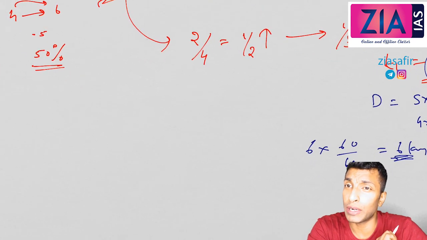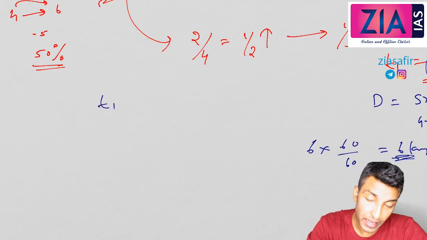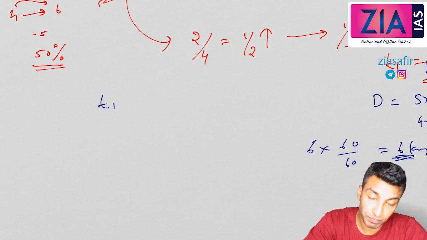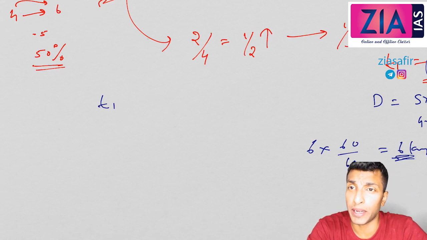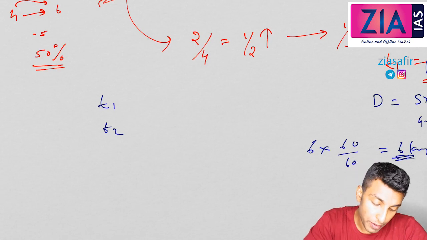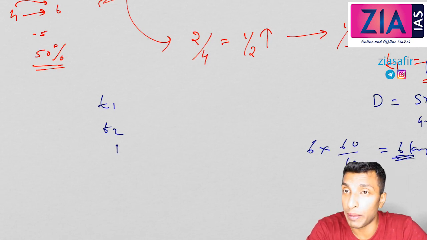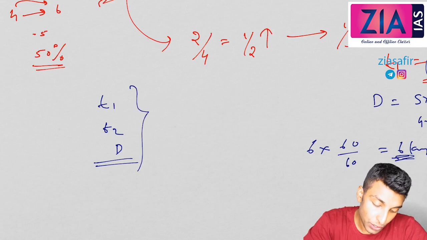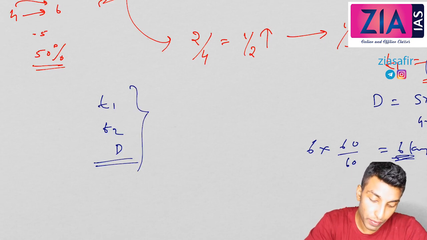So what all could be the questions which can be asked here? They can ask you time T1. That means what should be the time taken in the first case when you travel at 4 km/h. They can ask you time T2, that is what is the new time taken. Okay, they can ask you distance. So these are the 3 questions.